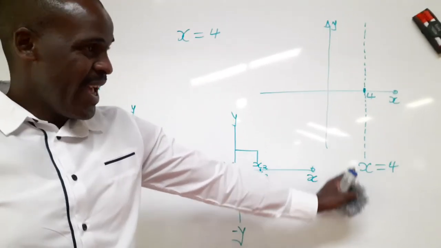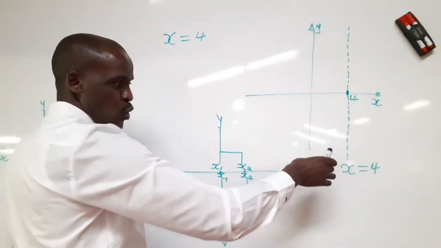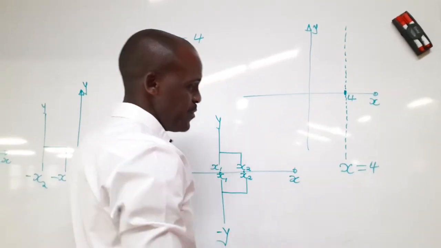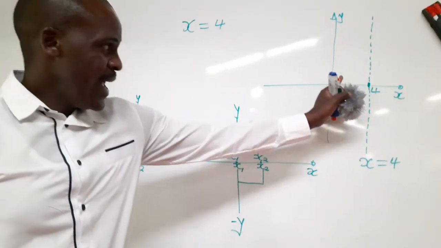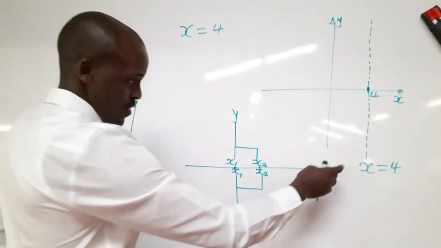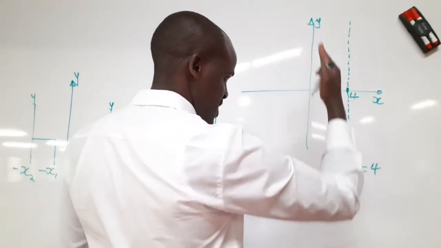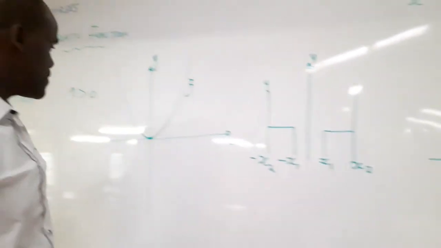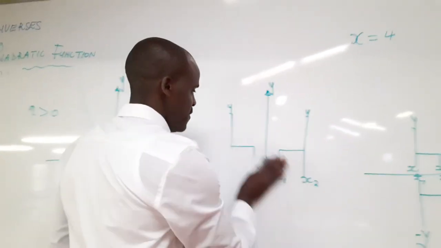In other words, x is equal to 4 is a vertical line. So if you are to reflect on this line, x is equal to 4, that means you are reflecting about the y-axis. x will be affected if you are to reflect on this line, since this is a vertical line. But if you are to reflect, let's remove this.